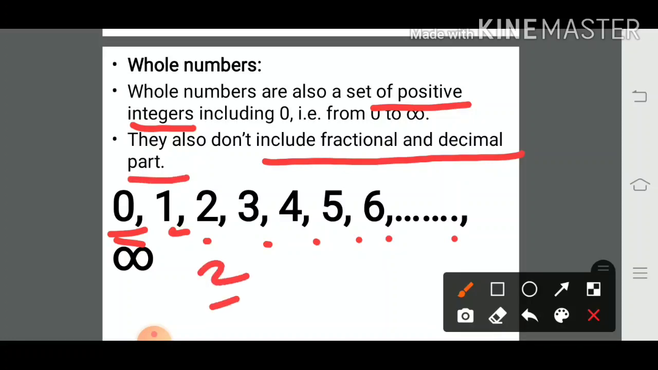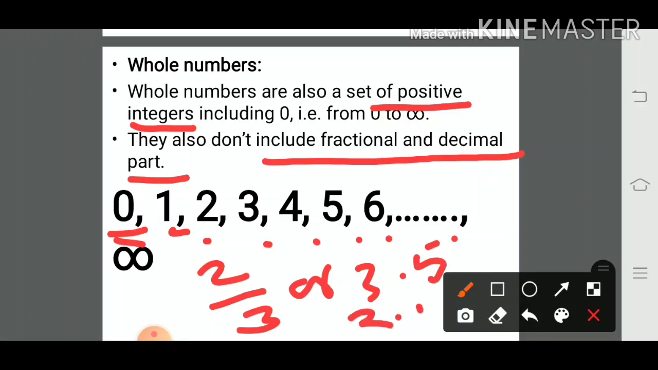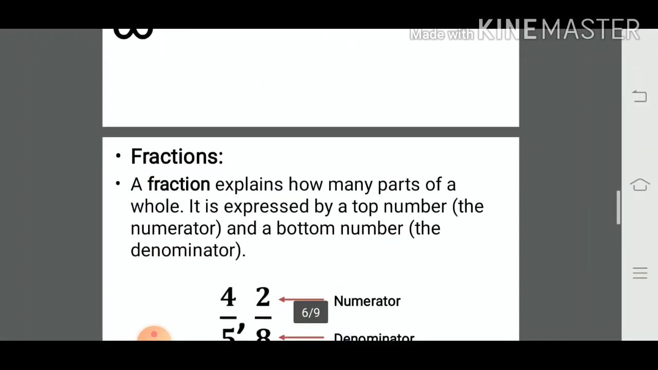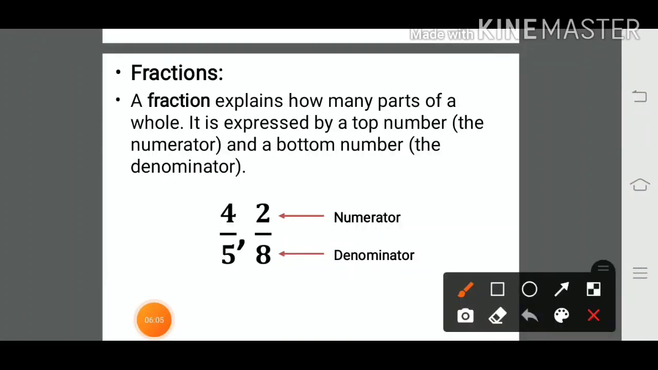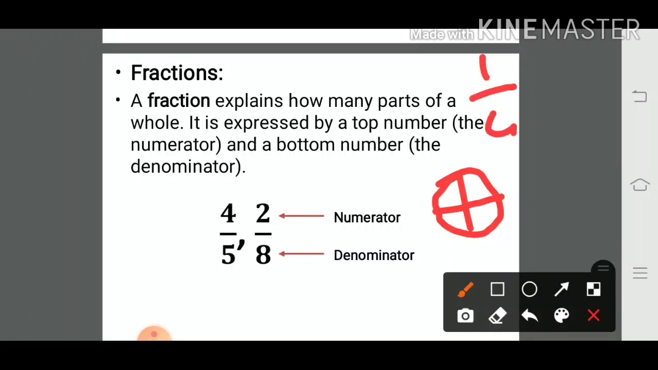Fraction means, again I am repeating, it can be written in the form of numerator and denominator, and decimal means it can be written like this, 0.35, 2.1, like this. Next we are moving towards fractions. I already explained, but again I will tell you what fractions are. A fraction explains how many parts of a whole. If I draw a cake and divide it into 4 parts, and I write 1 upon 4, what does it mean?